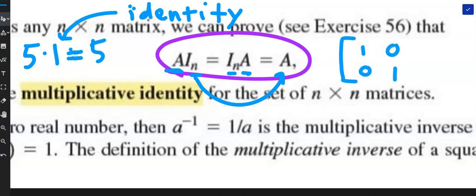1, 0, 0, 1. Basic 2 by 2 identity matrix. When you multiply it times any other matrix, now you have to be able to multiply them. You can't do a 2 by 2 and a 3 by 3 or something like that because of the inside number rule.